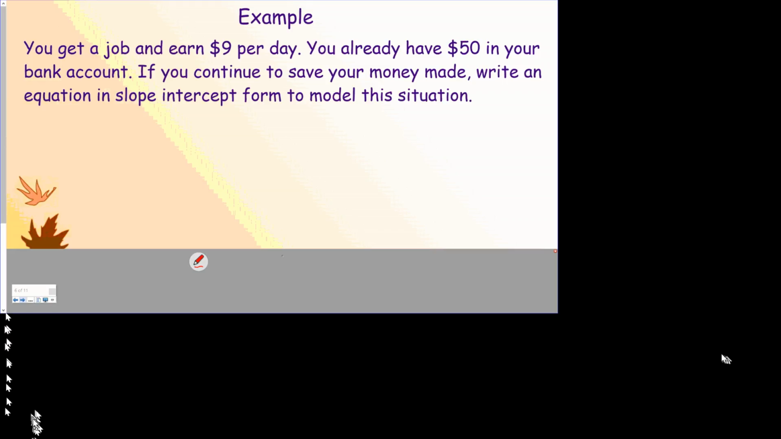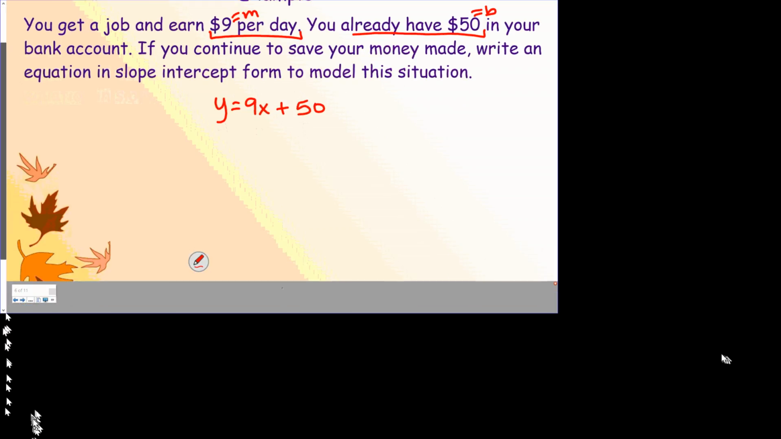You get a job and earn $9 per day. You already have $50 in your bank account. If you continue to save your money made, write an equation in slope-intercept form to model this situation. So we're looking for a rate and a starting amount. So here we're given $9 per day, and we already have $50. So the $9 per day is our slope because it's a rate, and our $50 is our y-intercept, our starting amount. So the equation would look like y equals 9x plus 50.